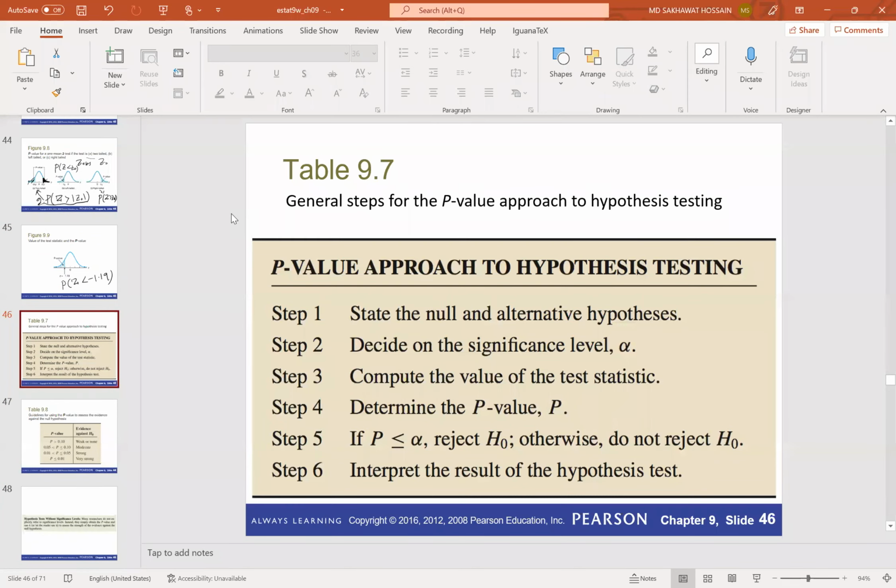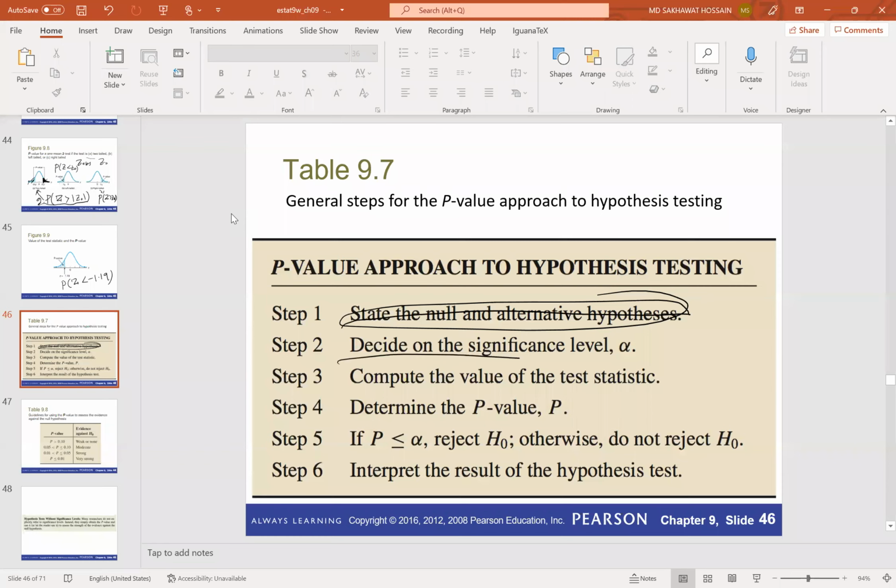Okay, so here are the general steps for the p-value approach to hypothesis testing. Step 1 is to state the null and alternative hypotheses. Actually, this is the same for both the critical value approach and the p-value approach. So this is the first step of hypothesis testing, and it is an important step.